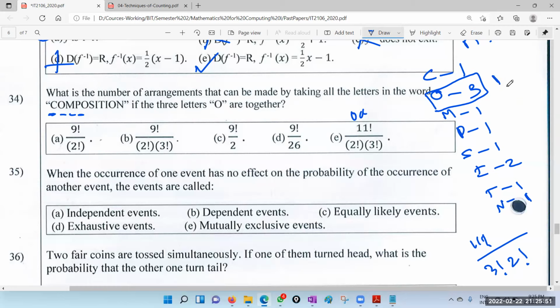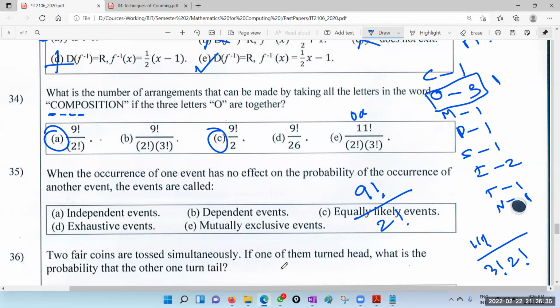If so, what is the answer now? Now we have 1, 2, 4, 5, 6, 7, 8. This is a bundle. 9. So then factorial 9. Then this is just one letter now, but there are 2 I's, therefore we have to divide by 2. Factorial 2 is anyway 2. So I will go for factorial 9 divided by factorial 2. This can't be the answer. So what is the answer? A, C.